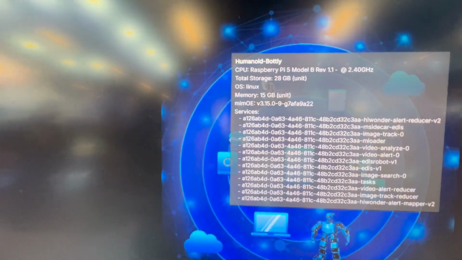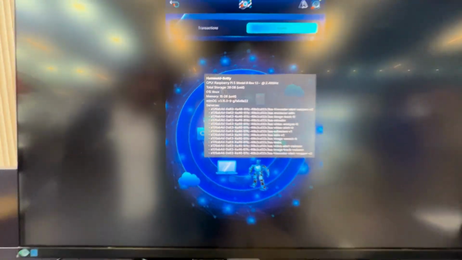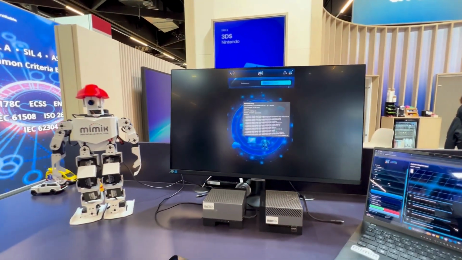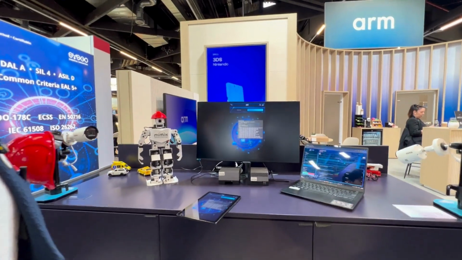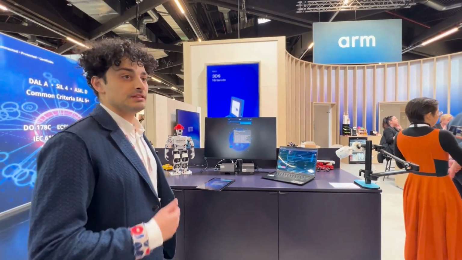This is what our service mesh looks like and what our discovery delivers, where all of the devices that are running mimOE know the capabilities of every other device that it has discovered.